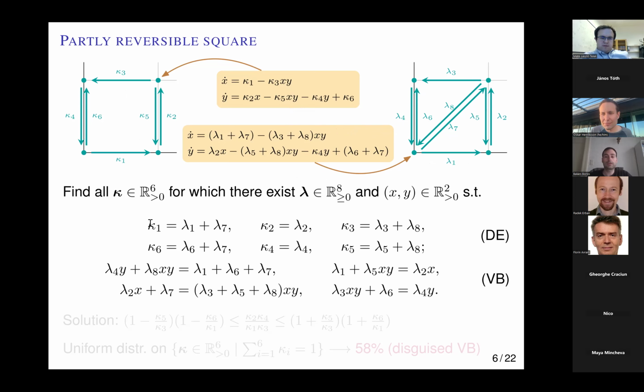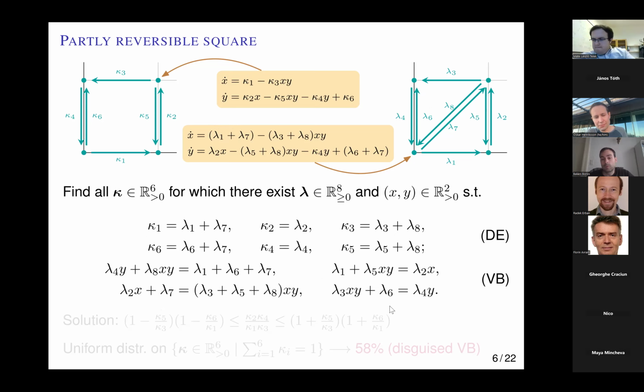I need to check two conditions. The first condition is DE, which stands for dynamically equal. This just refers to the fact that the two differential equations are identical. I need to match one by one: kappa 1 must be equal to lambda 1 plus lambda 7, and so on. And additionally, as I said, on the second network, my goal is to have vertex balanced rate constants.